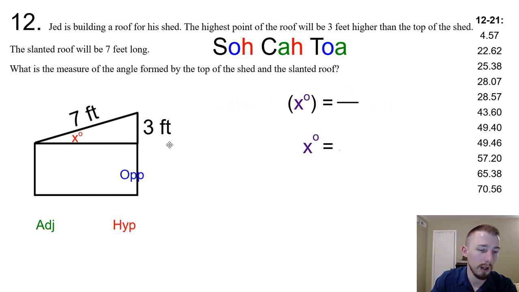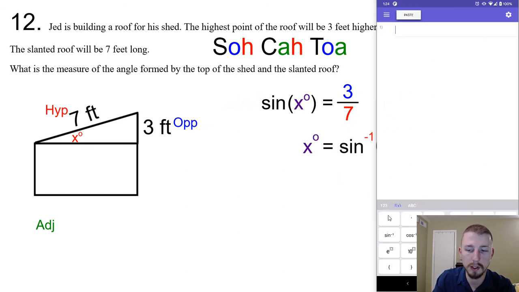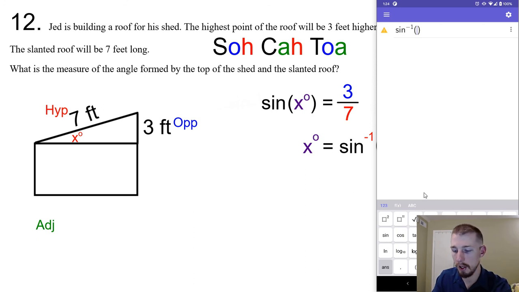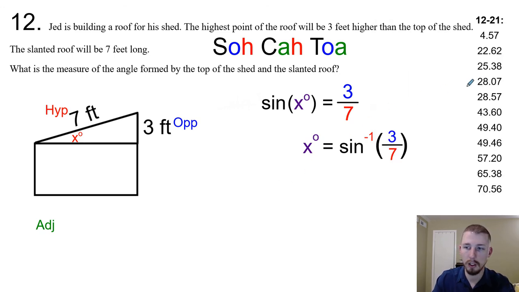Well, we've got the opposite leg and the hypotenuse, so we're using the sine function. So sine of x is equal to 3 over 7. Then we undo the sine function with the inverse sine. So I'm going to put this in the calculator as sine inverse of 3 divided by 7, which is 25.38 if we round. So 25.38, that's one of our answers, so we know we did it right.